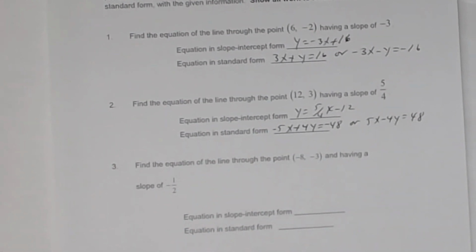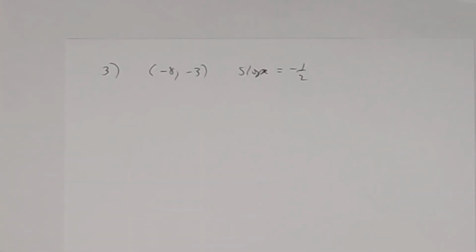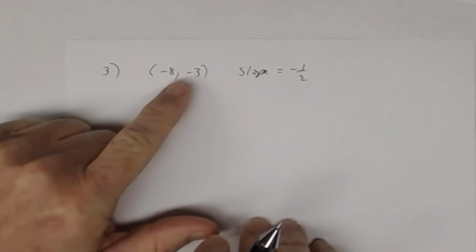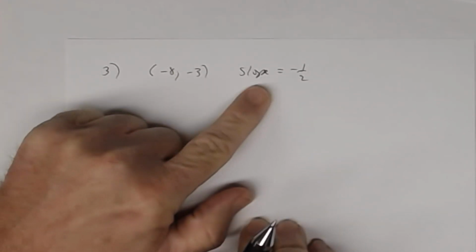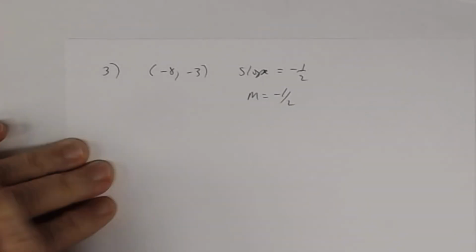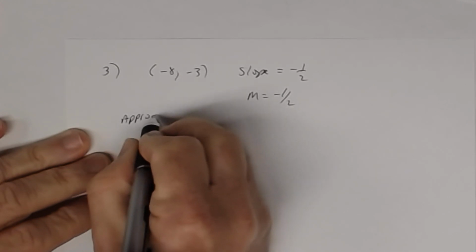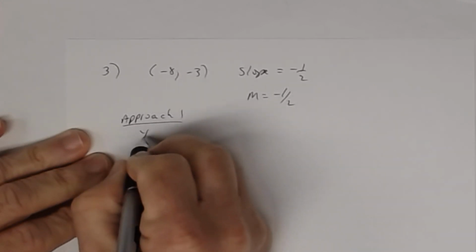Now let's look at number 3. So here's number 3. All right, so same process. So in number 3, you want to find the equation of a line that contains this point and has this slope. So we know this is m right here. M is negative 1/2. So let's do approach number 1, just like we did in the other 2. Approach 1, that's slope-intercept form.